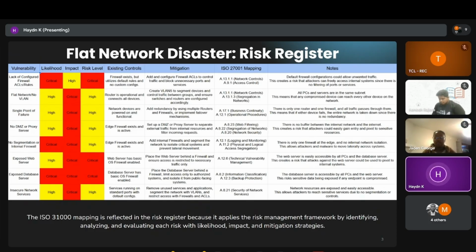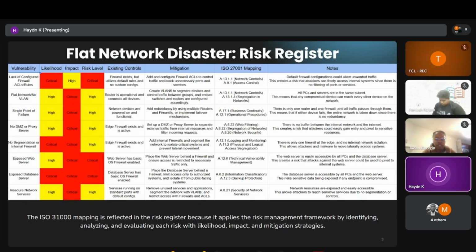For the VLAN, we see that it's a high likelihood, critical impact, and high risk level. The router is operational and connects all the devices, but to fix this, we should create VLANs to segment devices and control traffic between groups. This way, we can ensure switches and routers are configured accordingly.